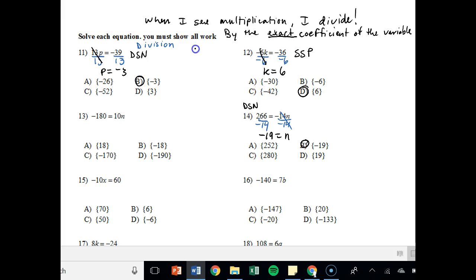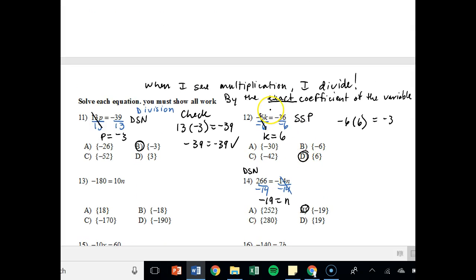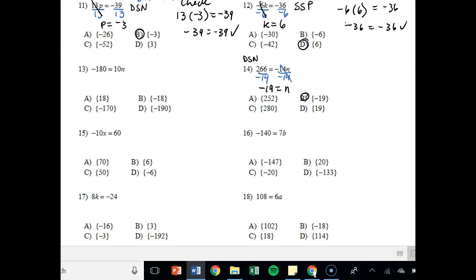If I go back on this one and I check my solution and I say, all right, is 13 times negative 3 equal to negative 39? Well, 13 times negative 3 is negative 39. That equals negative 39. Boom, I did it. Same with this one. Is negative 6 times my answer, which was a positive 6, equal to negative 36, right? All I'm doing is plugging my solution back in place of the variable. This is negative 36. And negative 6 times 6 is negative 36. Boom, I'm done.